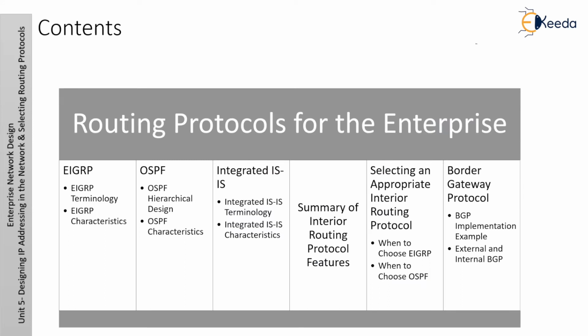In this lecture, we will cover EIGRP, OSPF, Integrated ISIS, summary of interior routing protocol features, selecting an appropriate interior routing protocol, and border gateway protocol, which includes BGP implementation example and external and internal BGP.